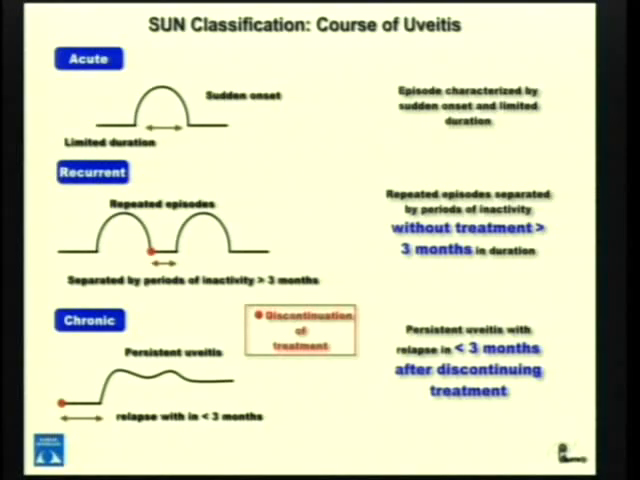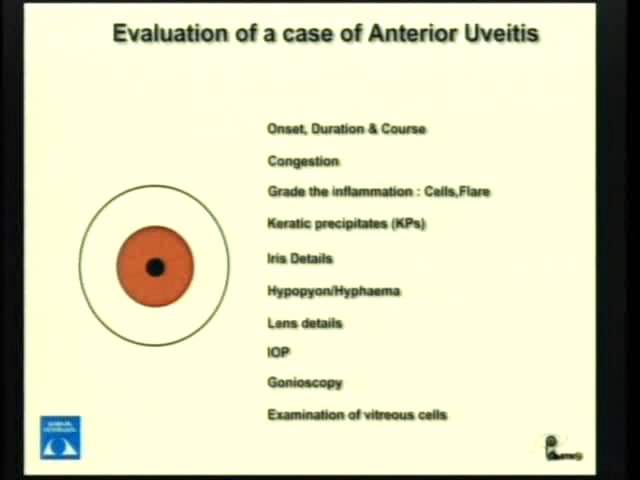Duration. And it can be recurrent also, with repeated episodes, where after the discontinuation of the treatment, the uveitis recurs after more than 3 months duration. If it's less than 3 months, then we call it chronic: if after discontinuation of the treatment, the persistent uveitis is seen even within 3 months of treatment.